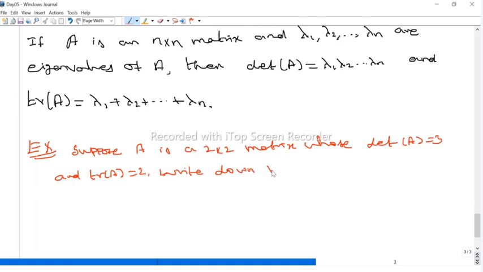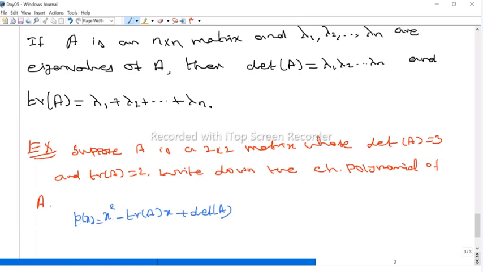You can easily write it, right? So we know that for any 2 by 2 matrix, the characteristic polynomial is of the form x square minus trace of A times x plus determinant of A. This is the characteristic polynomial of any 2 by 2 matrix. But here, given that the trace is 2, therefore x square minus 2x plus the determinant 3. Therefore this is the characteristic polynomial.